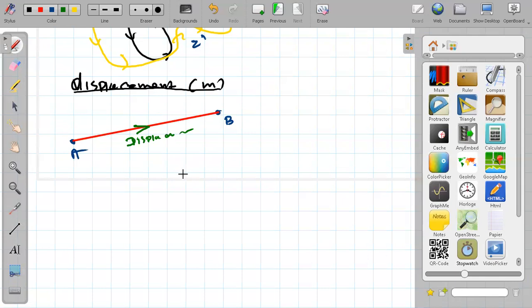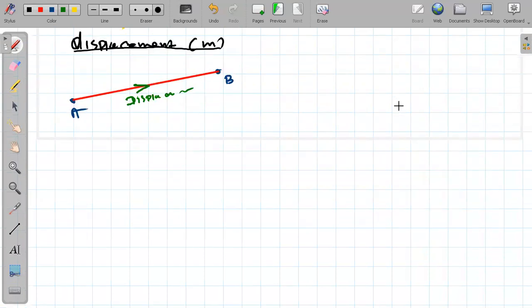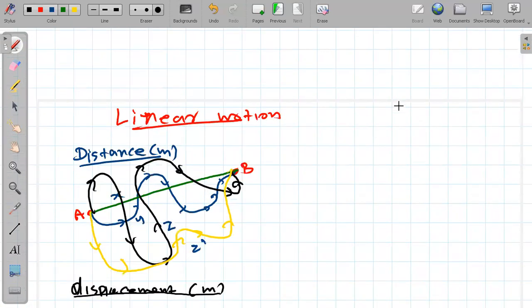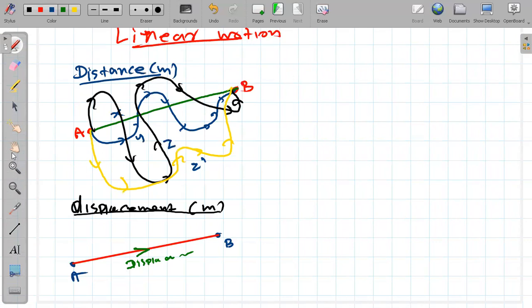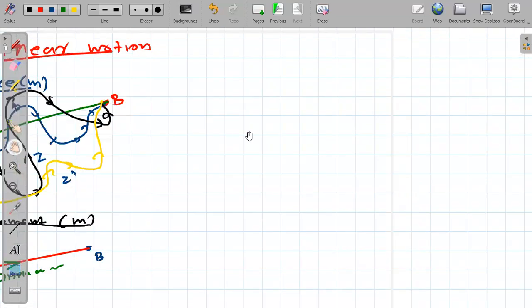Now write another point. Displacement is a vector quantity, so it has a specific direction as well as magnitude. Right. Now write the next subtopic.